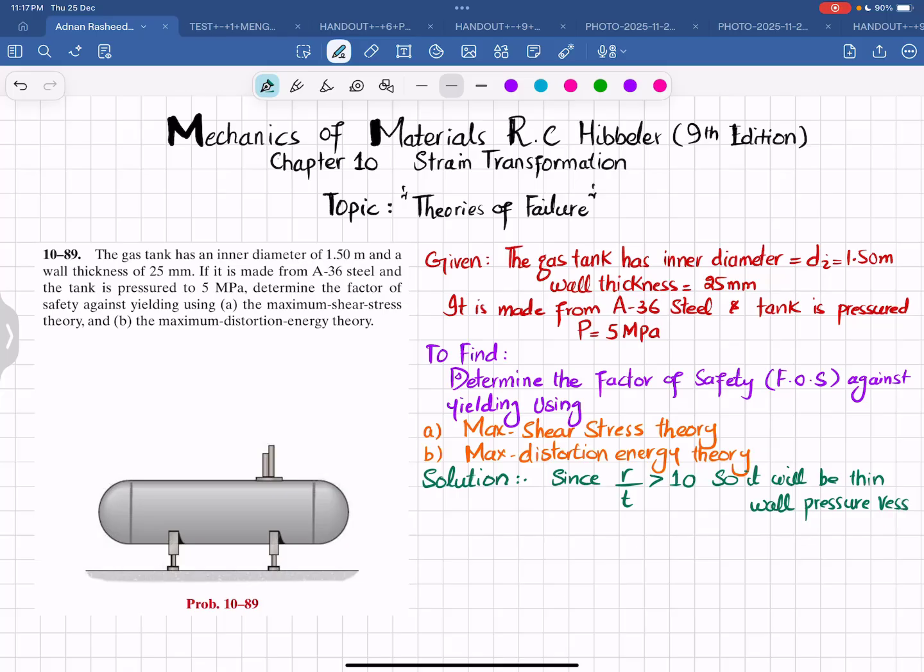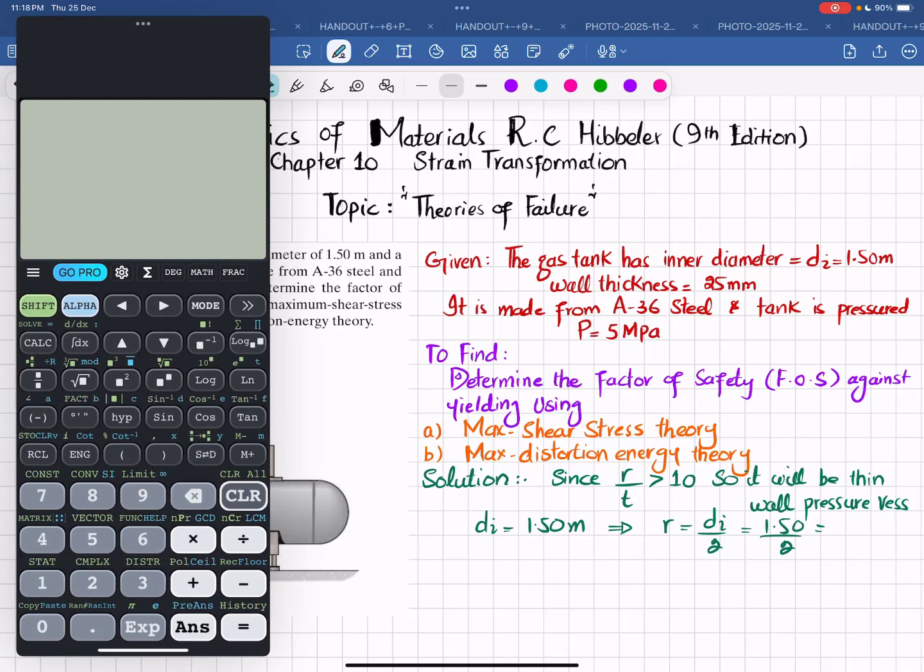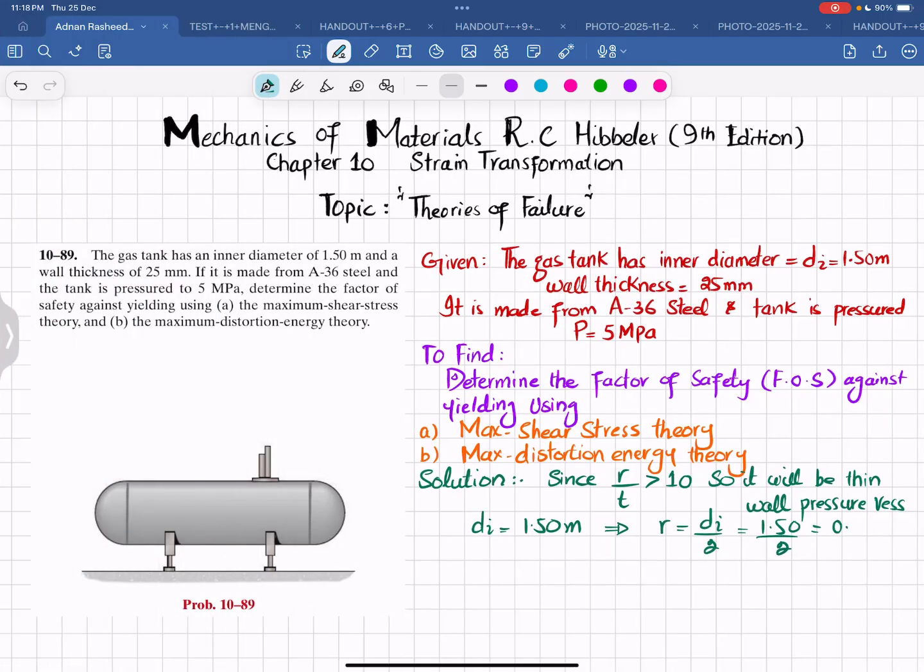Okay, so the diameter is given as 1.50 meter. From here we can see that the radius will be equal to D divided by 2, which is 1.50 divided by 2, which is 0.75 meter. And the thickness is given as 25 millimeter. So 25 millimeter is actually 25 divided by 1000 meter, and that will be equal to 0.025 meter.